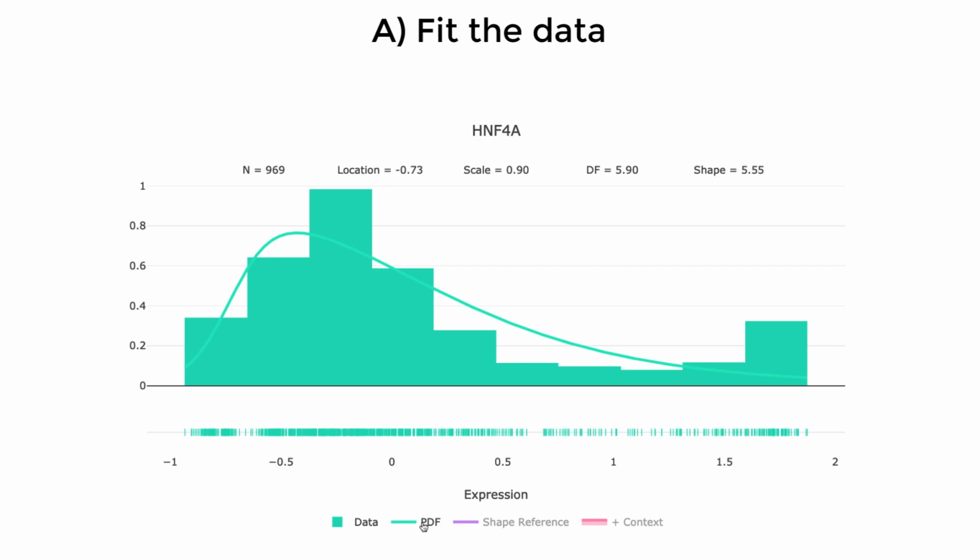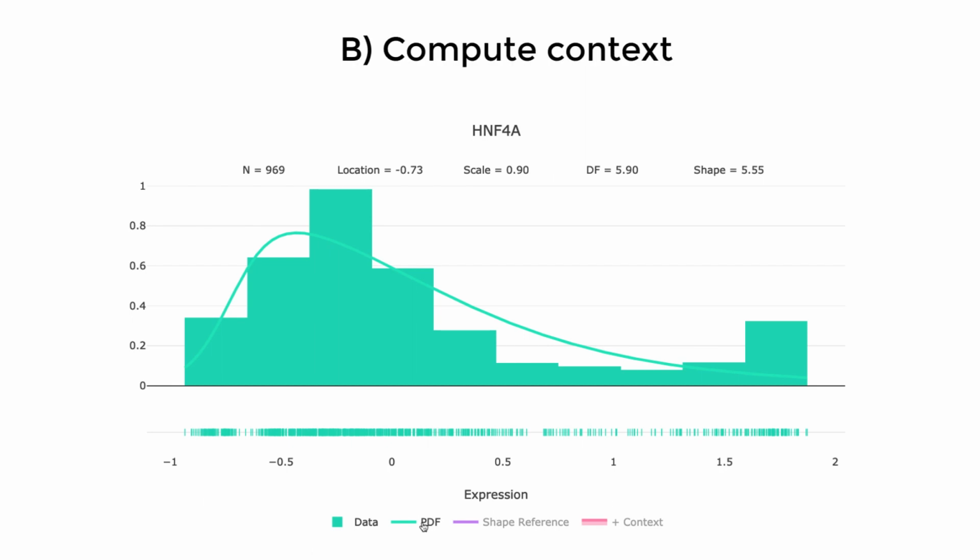Even though I'm only showing one gene here, let's assume we fit a skew-t PDF for each of our 50,000 genes. Now we're ready to move on to the next step: compute context. To compute context, we need to create a reference PDF. The purpose of the reference PDF is to answer the question, what would a boring distribution at this location and with this scale look like? Then we can ask, how is our actual distribution different from this reference distribution? And context is a quantification of that difference.